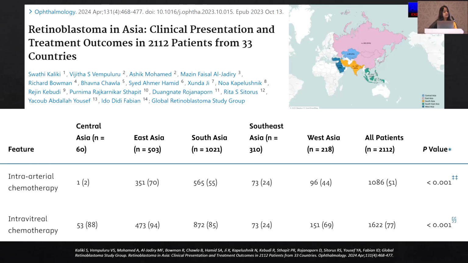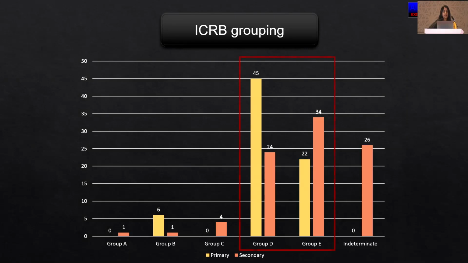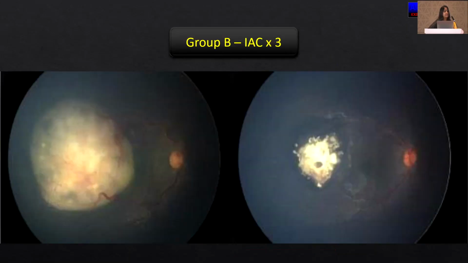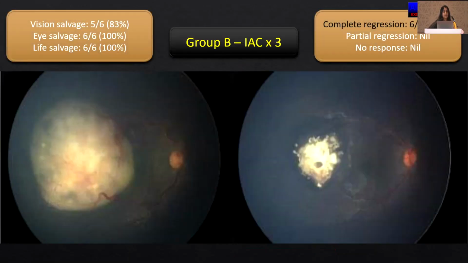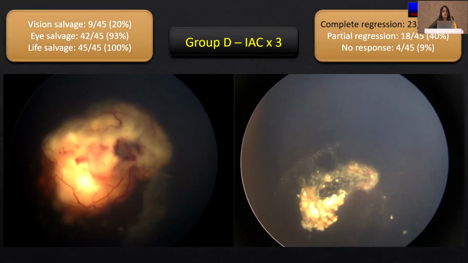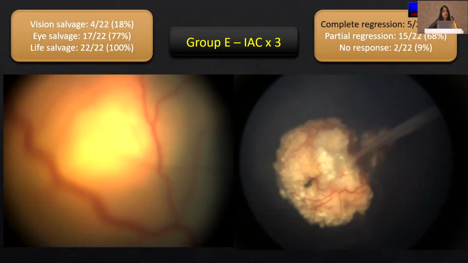Intraarterial chemotherapy has shown an underplay even in the Global Retinoblastoma Study Group, where retinoblastoma in Asia was documented. In our cases, most were group D or E, that is, advanced cases. We saw excellent outcomes with primary IAC, with complete regression in the lower groups. Group D saw 51% regression and group E showed 22% regression, which are good numbers.